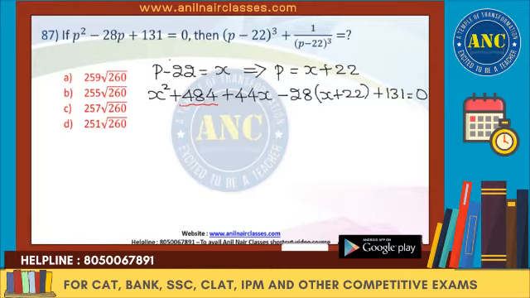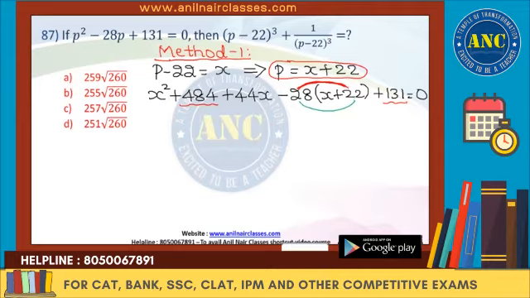Now that is one complexity, for example. And the second thing is 28 into 22, a slightly bigger multiplication, and once you multiply you should also add 131. So this method I applied, putting p value as x plus 22, I applied in my previous question, question number 86, as method 2. The same method which became very easy in my previous question is slightly complex here because the number is slightly bigger.